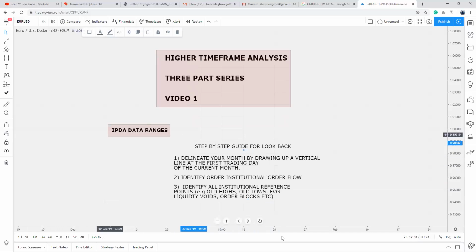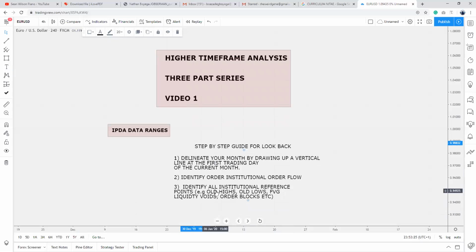Delineate your month, drawing up a vertical line. You identify institutional order flow, and then you identify all institutional reference points, and you make sure they're all noted on your daily time frame. Make sure you know that you're doing this on your daily time frame, so I don't get you guys asking questions. What time frame is Gene using? Gene is using the daily time frame if you want to do all this on your daily time frame.